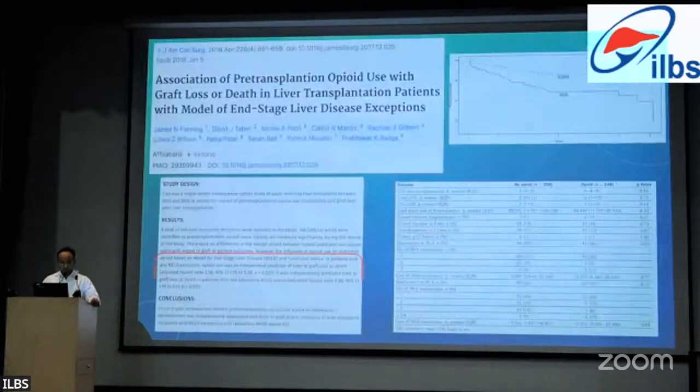So this is another study where they recruited almost 446 transplant patients. However, in contrast to the previous study, they did not find any difference with respect to mortality and graft loss, but they said that the influence of opioid use on outcomes is based on the MELD score. The patients who had a lower MELD score were more likely to have poor outcomes if they were consuming opioids in the pre-transplant period.